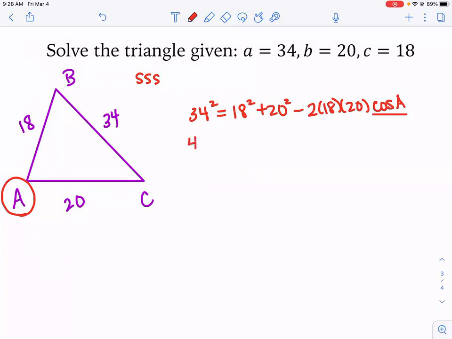So you get 432. Okay. Then, can you tell me what 2 times 18 times 20 is, please? So we have negative 720 as the coefficient for the cosine of A. Okay.